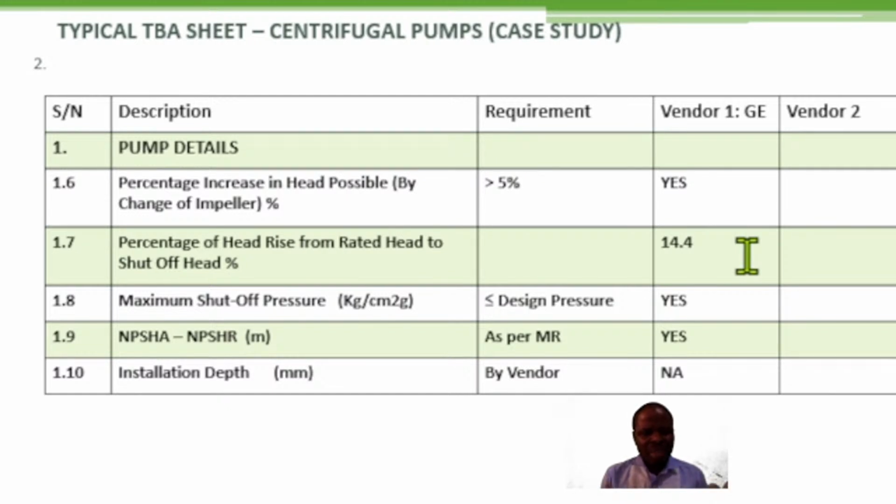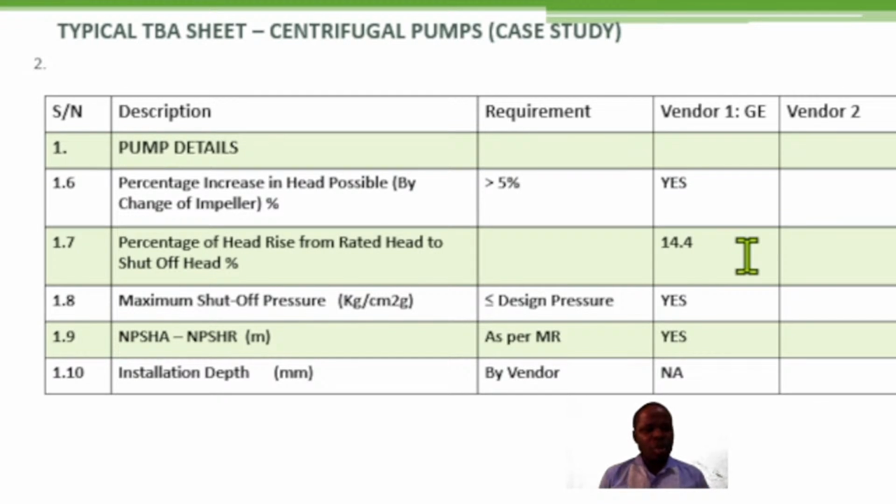So what is the difference between the NPSHA that you have submitted to the vendor and the NPSHR the vendor is supplying you with? So you check, is it at least 0.6 meter? If it is yes, you write yes. If it is no, you write no under each vendor, because it is a pointer in the end for you to determine which vendor to go for, right?